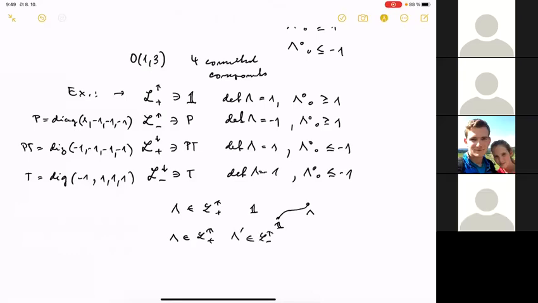Někdo je ještě ve waiting room, jestli byste ho mohl pustit. Sorry. Okay.